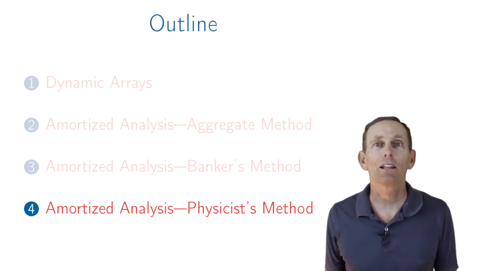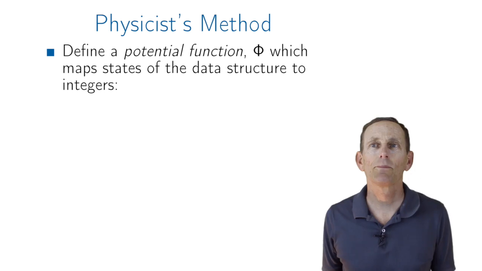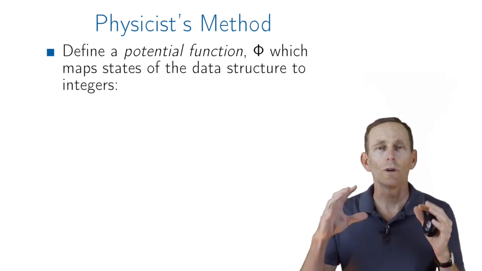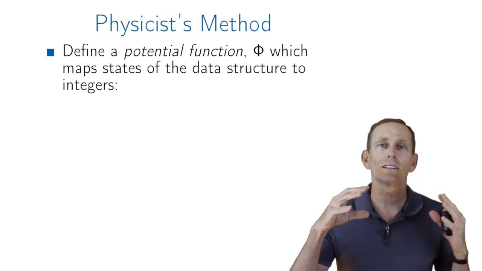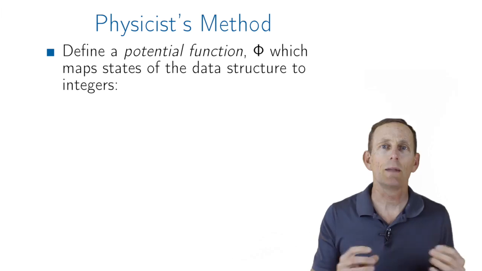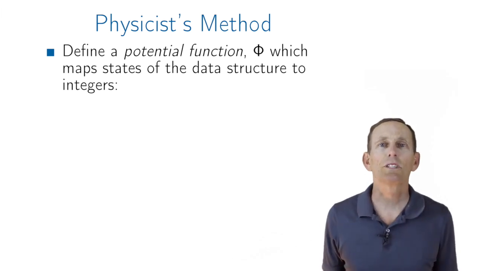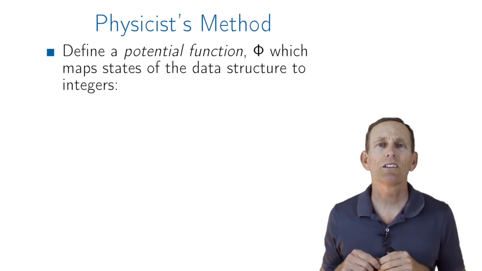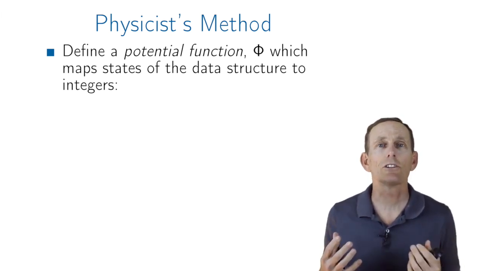Now let's talk about the final way to do amortized analysis, which is the physicist method. The idea of the physicist method is to define a potential function, which is a function that takes a state of a data structure and maps it to an integer, which is its potential. This is similar in spirit to what you may have learned in high school physics, the idea of potential energy.